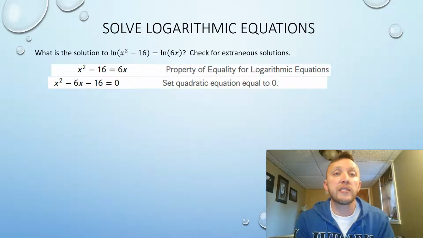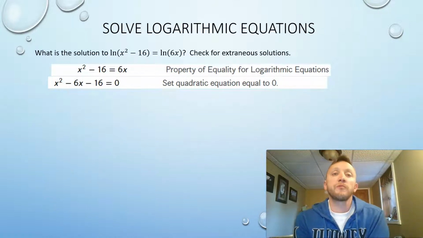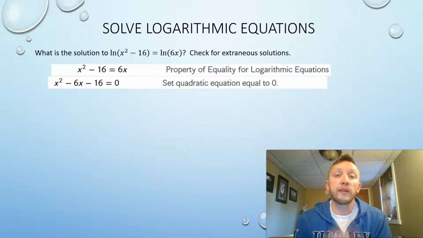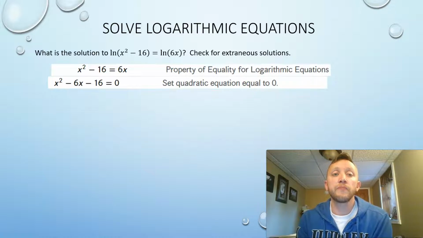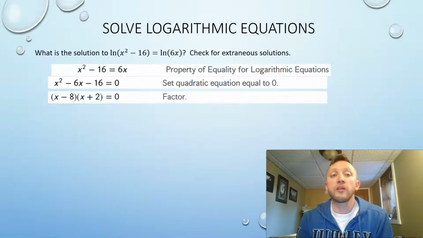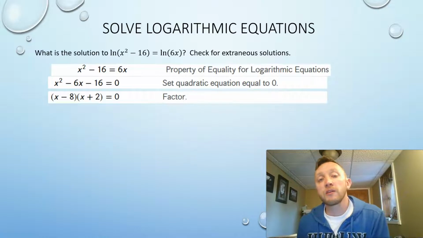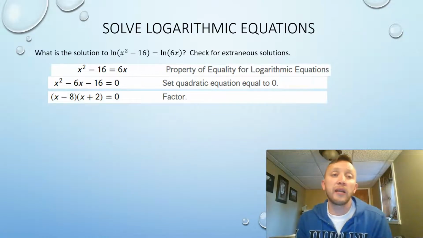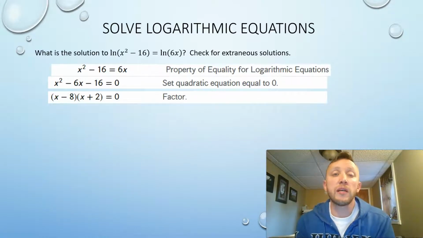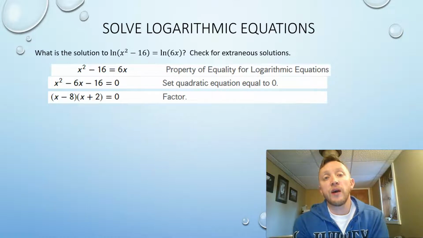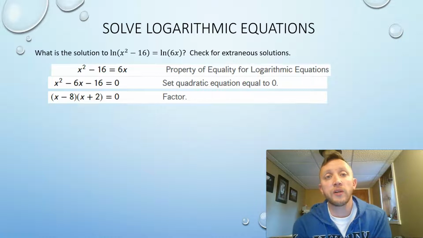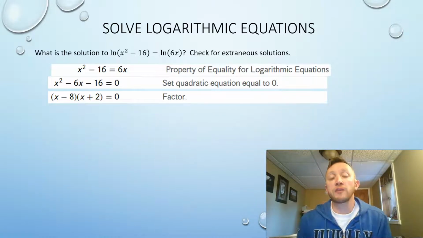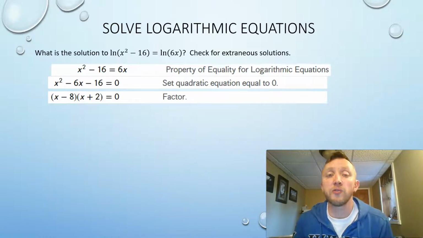Now factoring is always the easiest, if it's possible. And it's always easiest when that first term, the leading coefficient, is 1. And that's what we're working with here. We have 1x squared minus 6x minus 16. So I'm going to use factoring here. What two numbers multiply together to be negative 16 and add together to be negative 6? Well, as you can see here, that is negative 8 and a positive 2, because negative 8 times 2 is negative 16, and negative 8 plus 2 is negative 6. So that would factor down to x minus 8 and x plus 2.